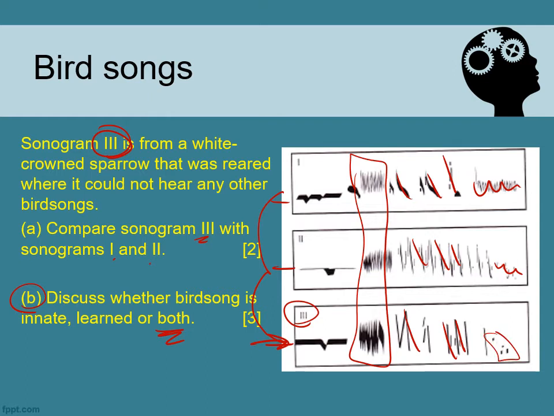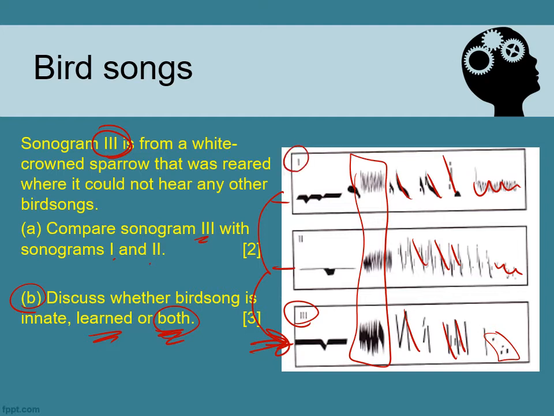So we can talk about how it is innate. Clearly the bird was born knowing pieces of the song, but there were pieces that it didn't learn, which is why there are differences between 3 and 1 and 2. And so birdsong learning is both innate behavior and learned behavior.